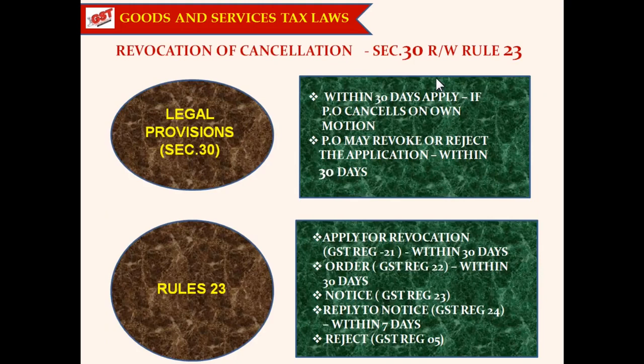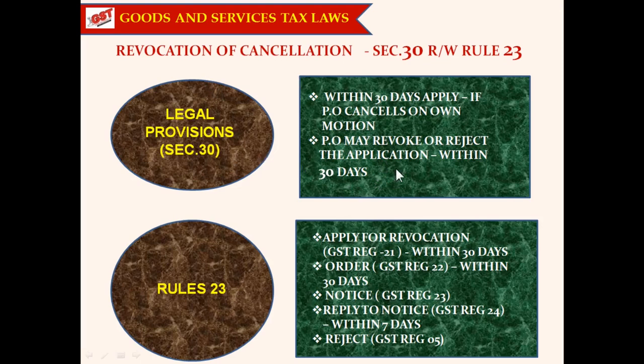Now let us look into the provisions relating to the revocation of cancellation, which is given under section 30, read with rule 23. Section 30 contemplates that within 30 days you have to apply, if the proper officer cancels your registration on his own. Then the proper officer, after scrutiny, may revoke or reject the application. He has to revoke or reject within 30 days. These are the legal provisions for revocation of cancellation.